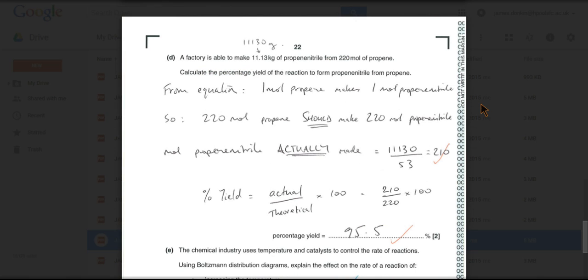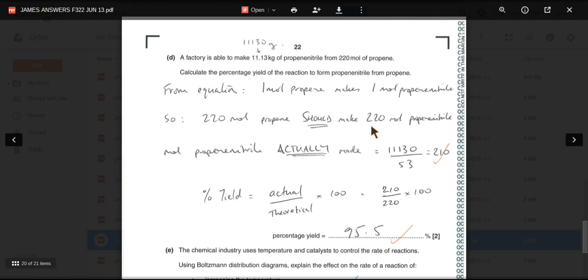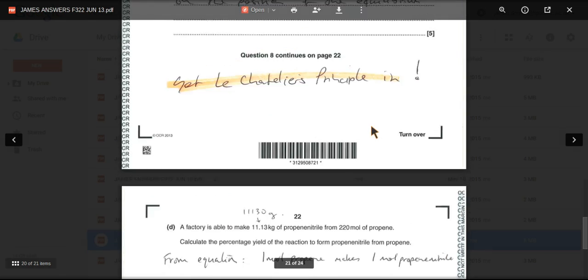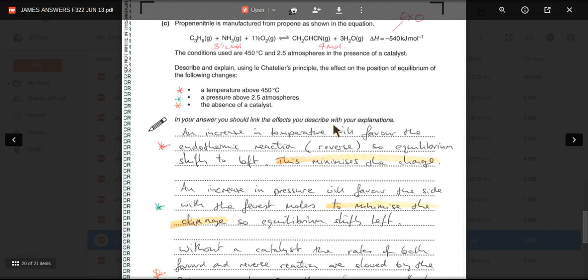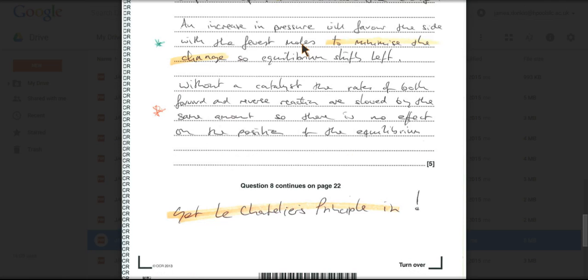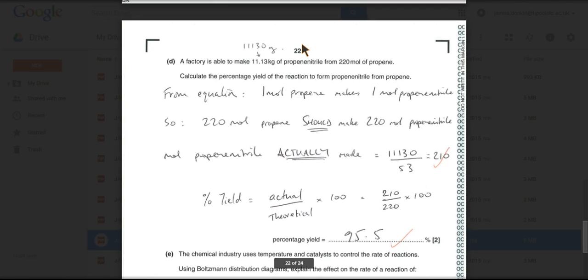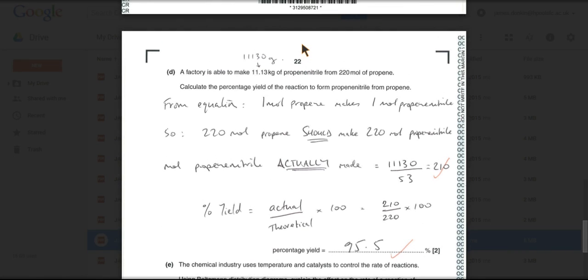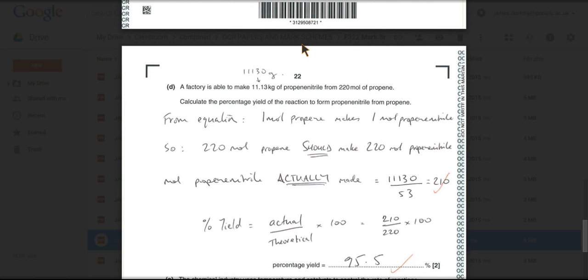Part D is a bit of a maths question. A factory is able to make 11.13 kilos of propane nitrile from 220 moles of propene. Calculate the percentage yield. So let's have a quick look back at the equation. So propene to propane nitrile is a 1:1 ratio. That's going to be important. So you can see there I've written from the equation, 1 mole of propene makes 1 mole of propane nitrile. So 220 should make 220.